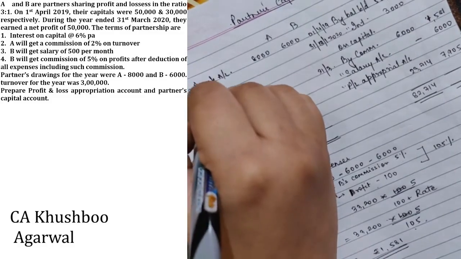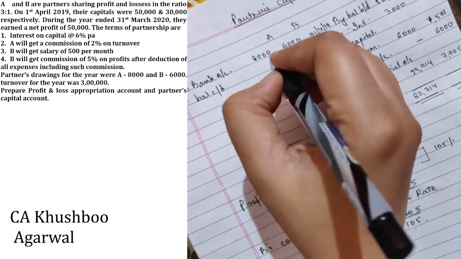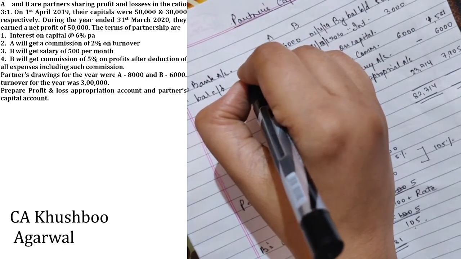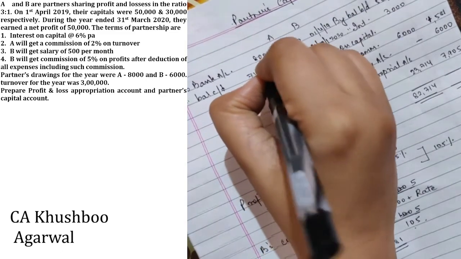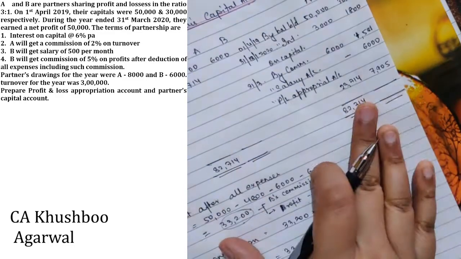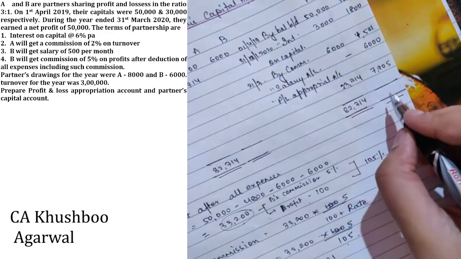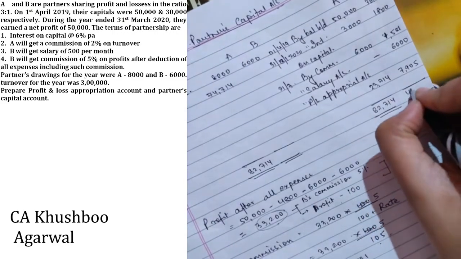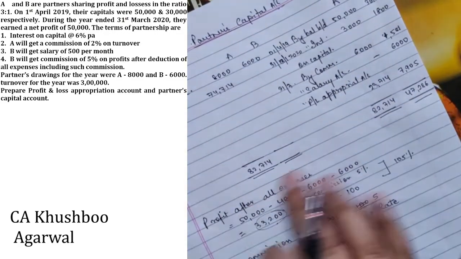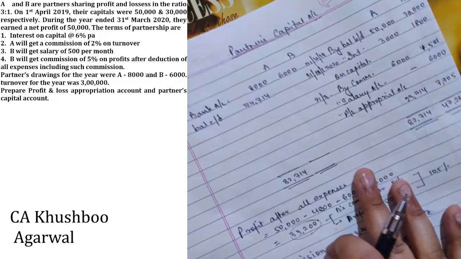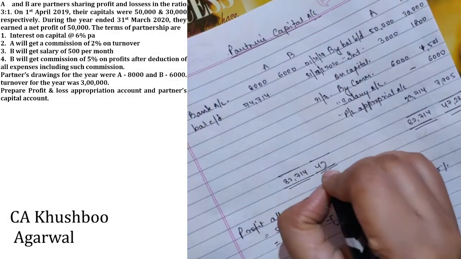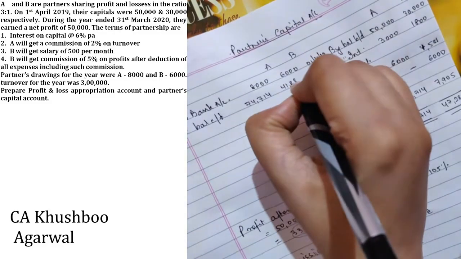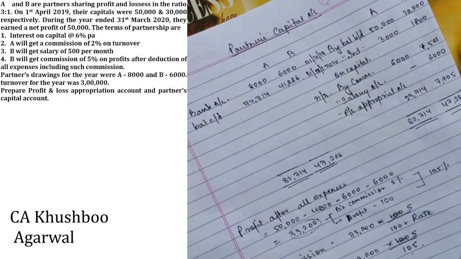So the balance carried down will be 74,714 for A. Similarly for B, the total is 47,286 for B. So the balance carried down will be 41,286.